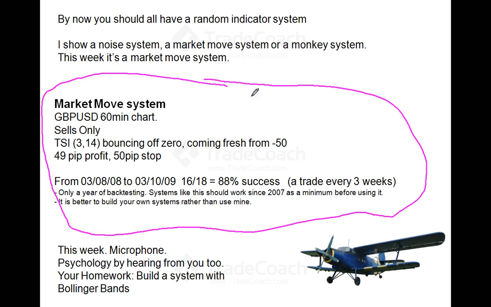So there's my trading offering for today from me. GBP USD hourly, 50 and 50, using the TSI indicator and with a favour towards the shorts. And as I say, I would prefer people build systems that are based on 2.5 years. This is really only based on 14 months of testing.